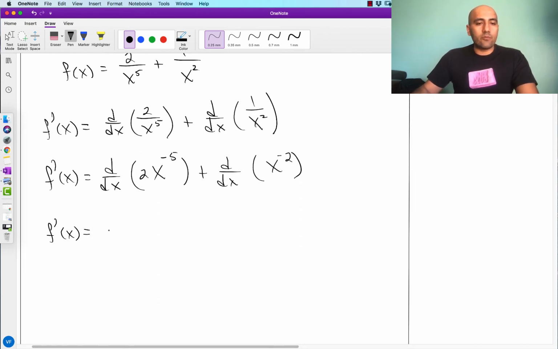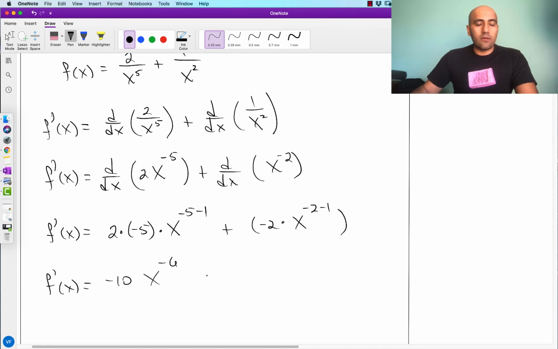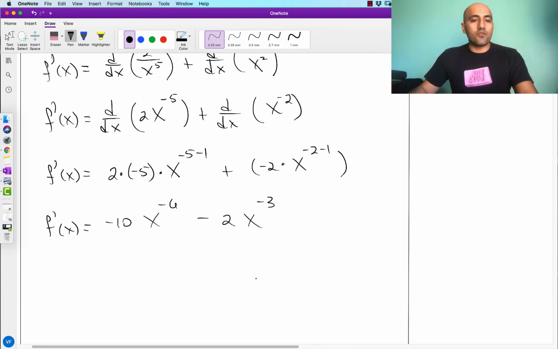And so the derivative will be equal to 2 times negative 5 times x to the minus 5 minus 1, plus negative 2 times x to the minus 2 minus 1. So the derivative is equal to negative 10 x to the minus 6 power minus 2 x to the minus 3 power. So the calculus part is over at this point, so this is the derivative.